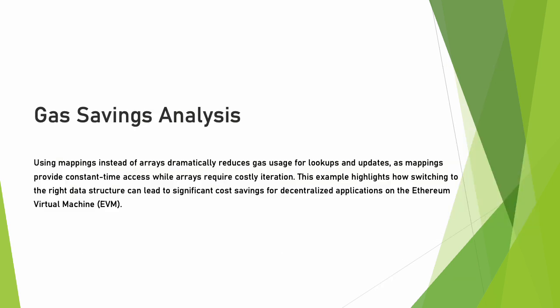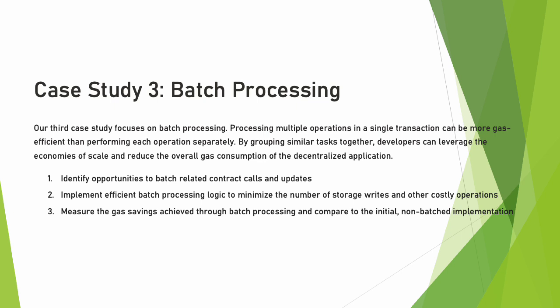Moving on. Here is the gas saving analysis of this particular case study. Using mappings instead of arrays dramatically reduces gas usage for lookups and updates, as mappings provide constant time access while arrays require constant iteration. This example highlights how switching to the right data structure can lead to significant cost savings for decentralized applications on the EVM. Moving on, we have the case study 3, that is based on batch processing.